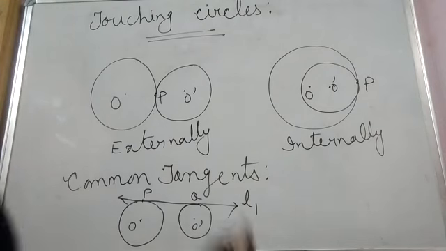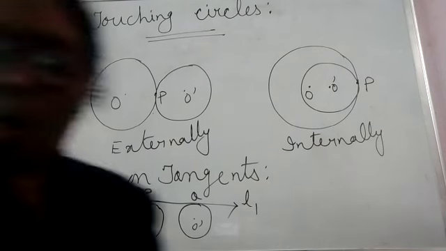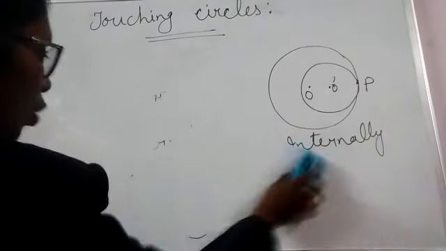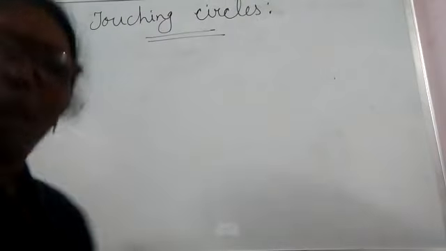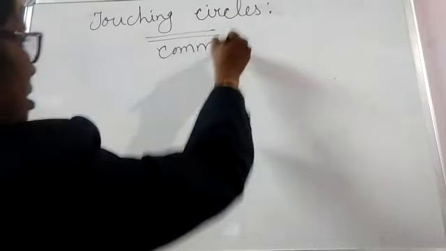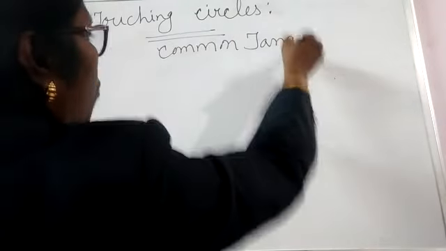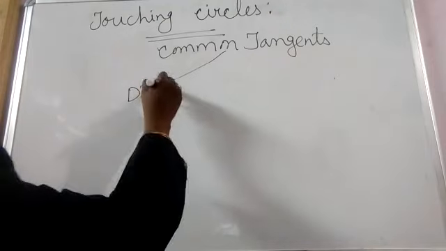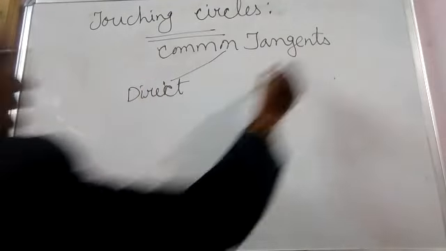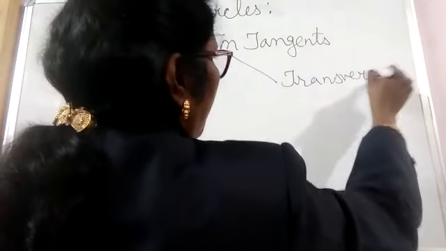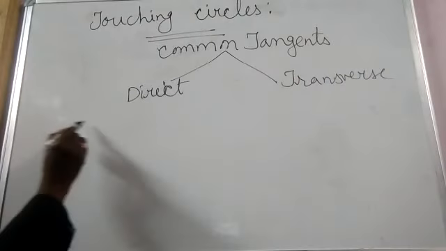And there are two types of common tangents. Let me explain what they are. One is direct common tangent and the other one is transverse common tangent. Let me explain what are direct common tangents and what are transverse common tangents.